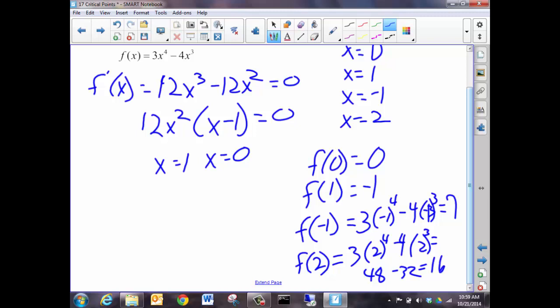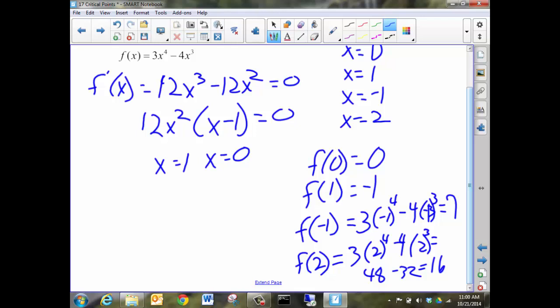Which one is the highest the function ever gets? 16. What's the lowest the function ever gets? -1. Do you understand that suddenly you know a lot about this graph now? Could you sketch what this graph's going to look like? So the lowest that it's going to get is -1? Yes, right here.